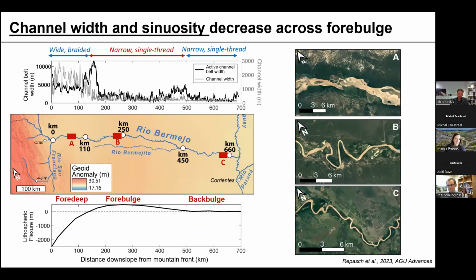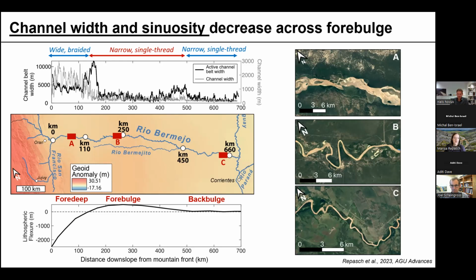And so we measured the channel width of the Rio Bermejo, and we also measured the width of its channel belt, so everywhere where the river is actively migrating. What we find is that the channel is wide and braided in this upslope portion of the river near the mountain front, and up to 10 kilometers wide in some places where the river is very braided. And then we see this stark decrease in channel width and channel belt width at about 150 to 200 kilometers downslope. And then the river becomes this narrow single thread channel that is highly sinuous. And that continues moving downstream.